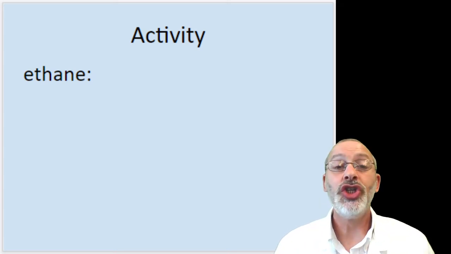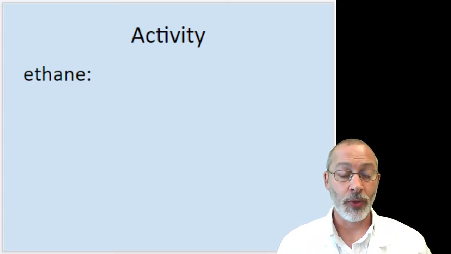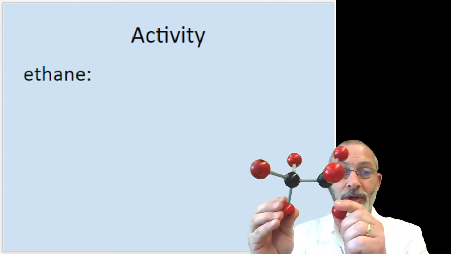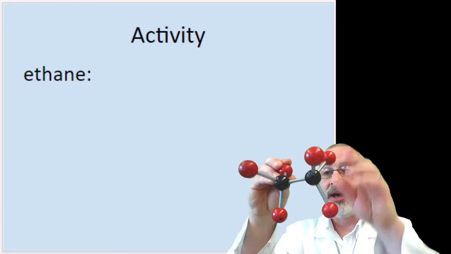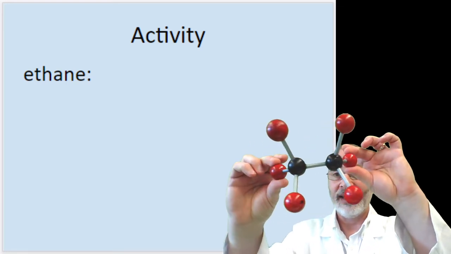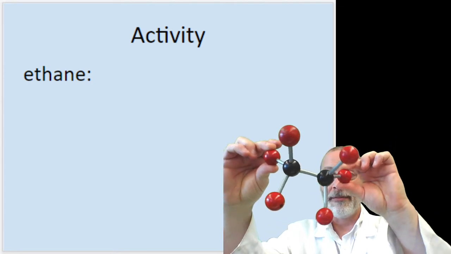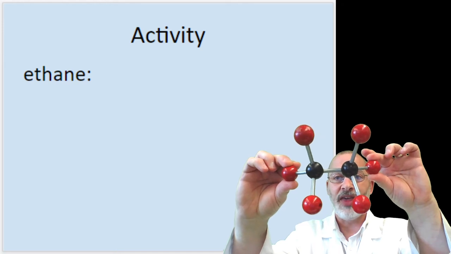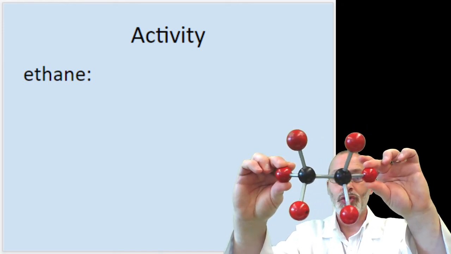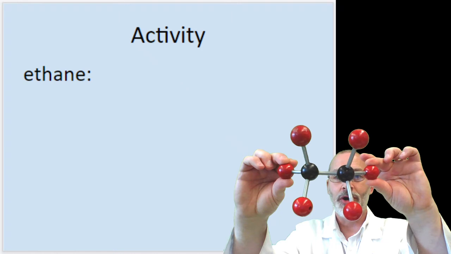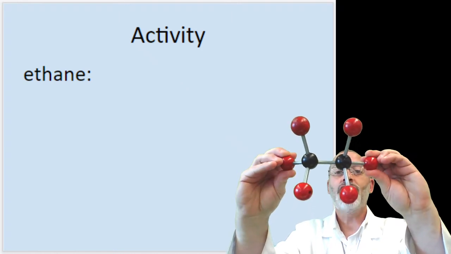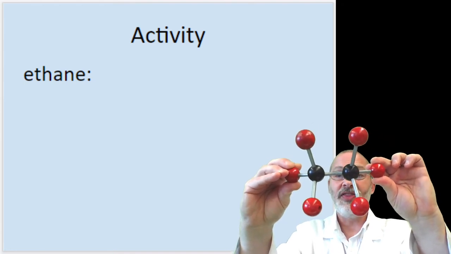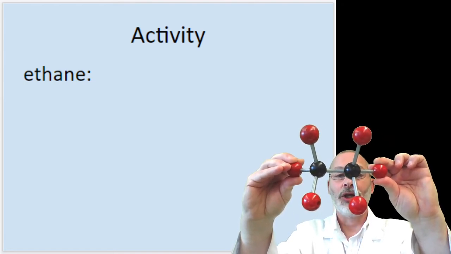Ethane has two carbons, so we're going to get two carbons together in our model. So here is a model of ethane. And I'm going to hold it for you because I'm manipulating it here. I'm going to hold this model of ethane so that you can draw in your book the structural formula of ethane and then draw the molecular formula.